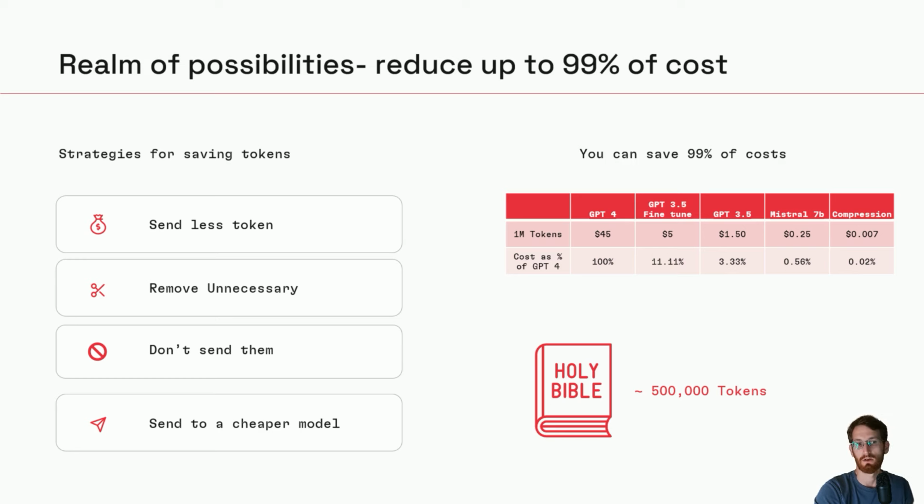Another one is don't send the tokens. This can obviously relate to not sending them to a third-party provider and opting for a self-hosted model, and we'll talk about other options in a couple of moments. And last but not least, send it to cheaper models.